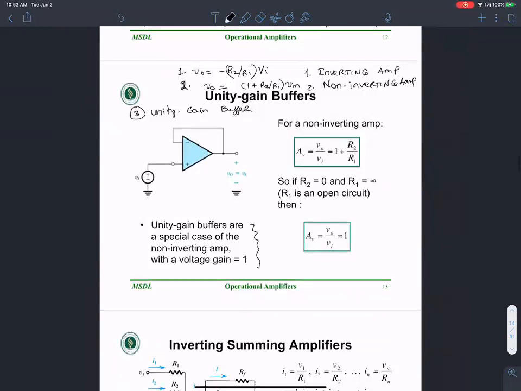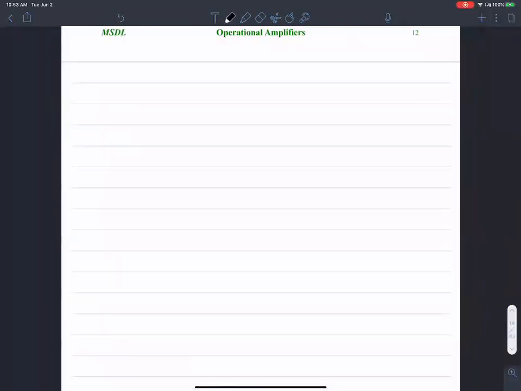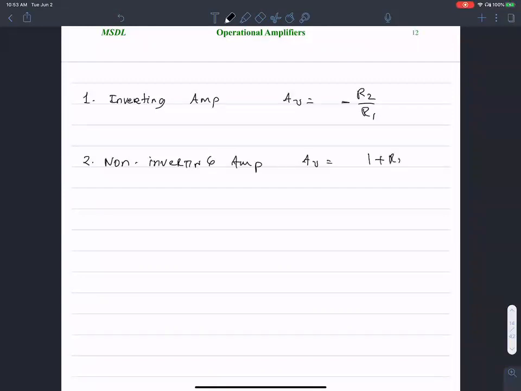So those are the 3 applications of the op-amp that we saw so far: the inverting amplifier, where the gain is negative R2 over R1; the non-inverting amplifier, where the gain is 1 plus R2 over R1 times V input, that's V output; and the unity gain buffer, where the closed loop voltage gain is 1.